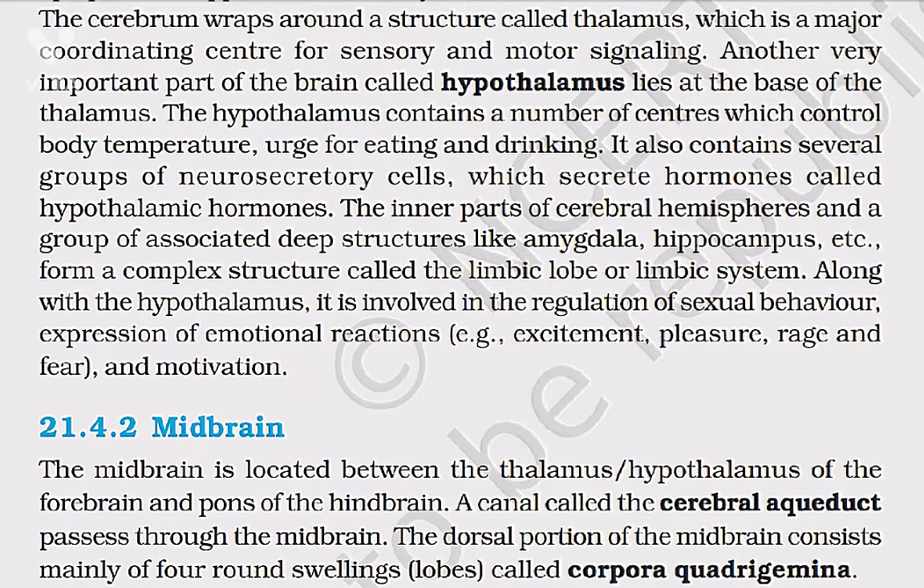21.4.2 Midbrain. The midbrain is located between the thalamus, hypothalamus of the forebrain and pons of the hindbrain. A canal called the cerebral aqueduct passes through the midbrain. The dorsal portion of the midbrain consists mainly of four round swellings, lobes, called corpora quadrigemina.